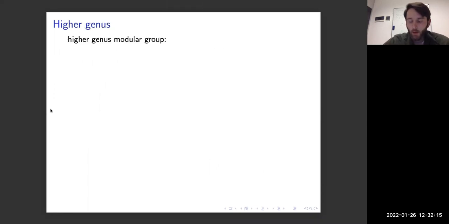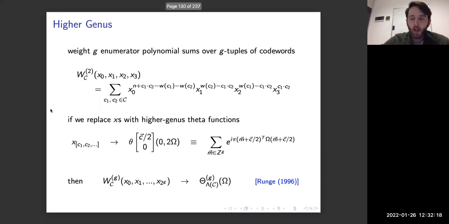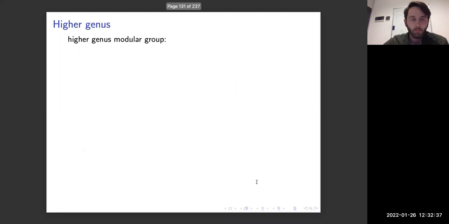I should point out this was known in this paper by Runge, which was about the relationship between error correcting codes and modular forms. Actually, we found a lot of what we did was already known from a different point of view, especially this paper, which will show up again. Now we want to translate the constraints of higher genus modular invariance into constraints on the enumerator polynomial.